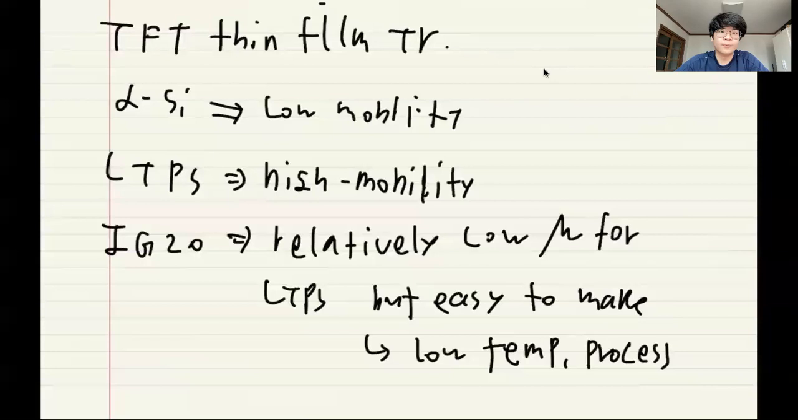So the TFT, the thin film transistors, which are peripheral to the AMOLED, come in 3 types. First of all, the alpha semiconductor. It was first developed and it has a state between polycrystal and amorphous. It's basically amorphous, so it has lower mobility.